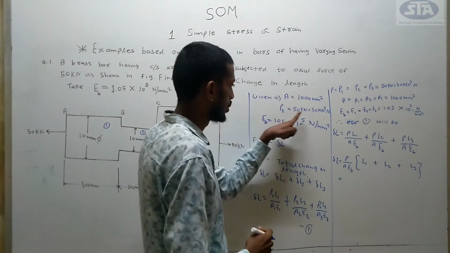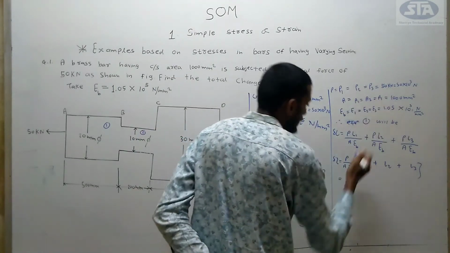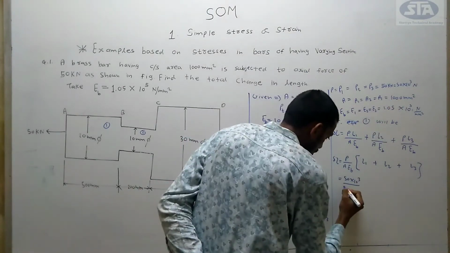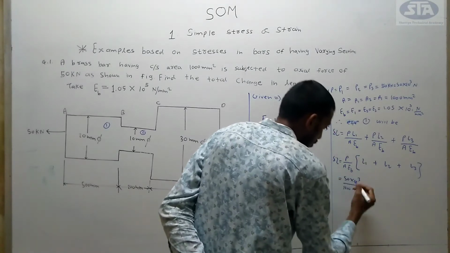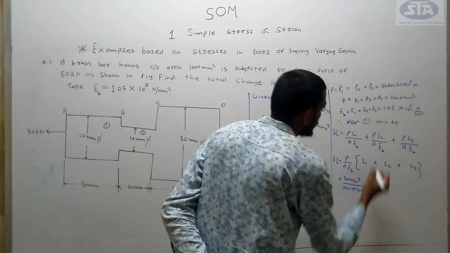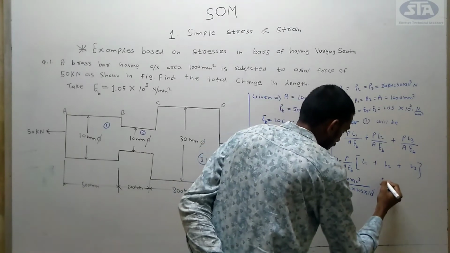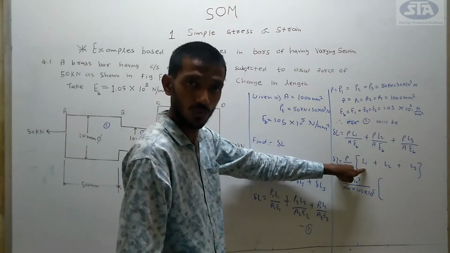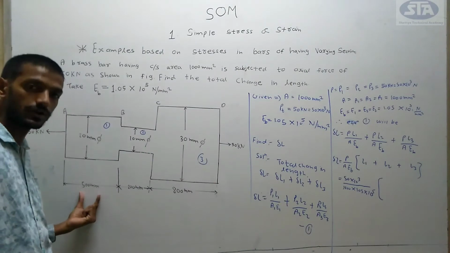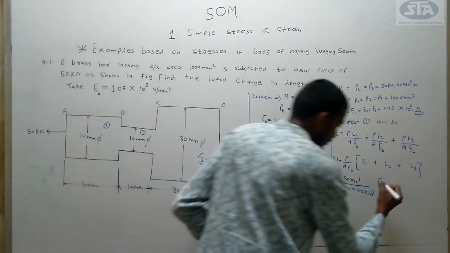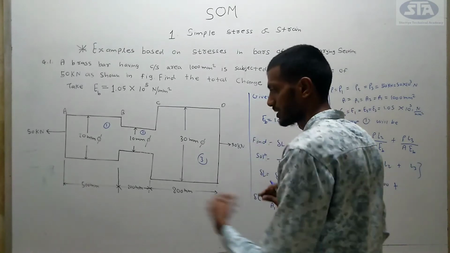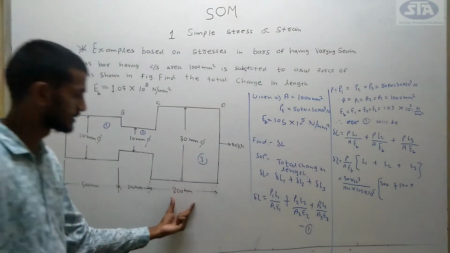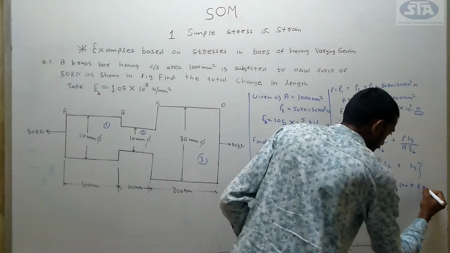Now put the value of P, which is 50 into 10 raised to 3, divided by the area value, which is 1000, into the modulus of elasticity value, 1.05 into 10 raised to 5. Now in the bracket, L1 stands for the length of section number 1, which is 500 mm. So we write 500 plus the length of section number 2, 200 mm, plus the length of section number 3, which is 800 mm.